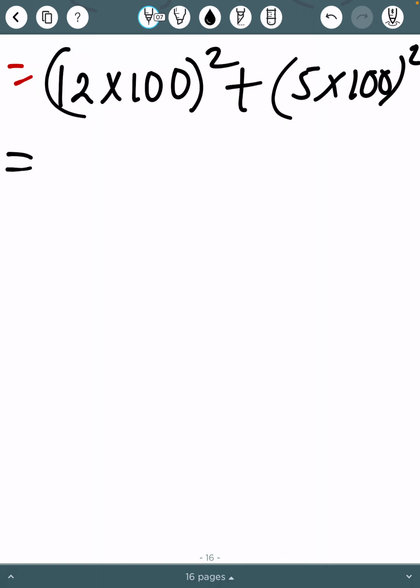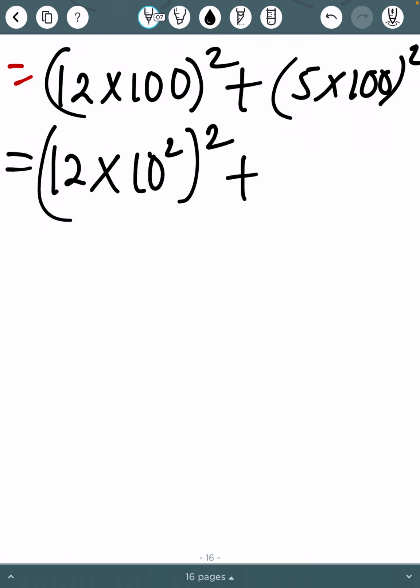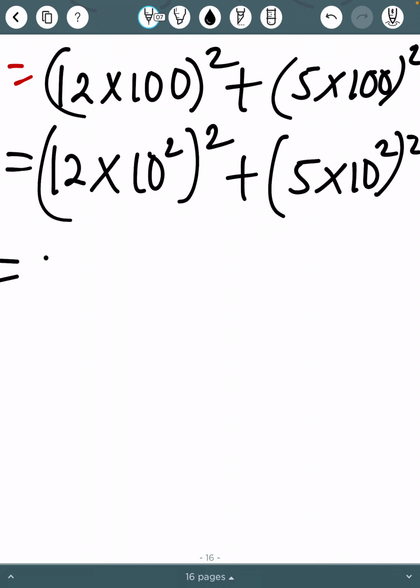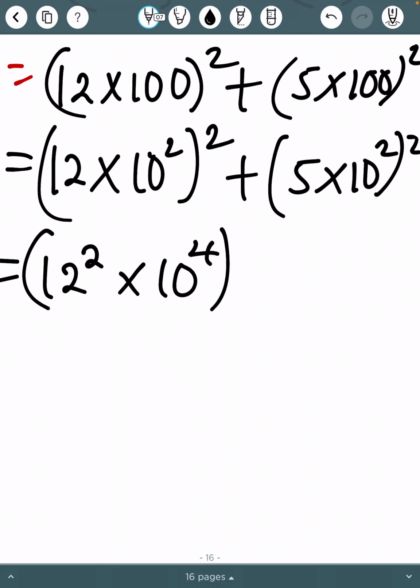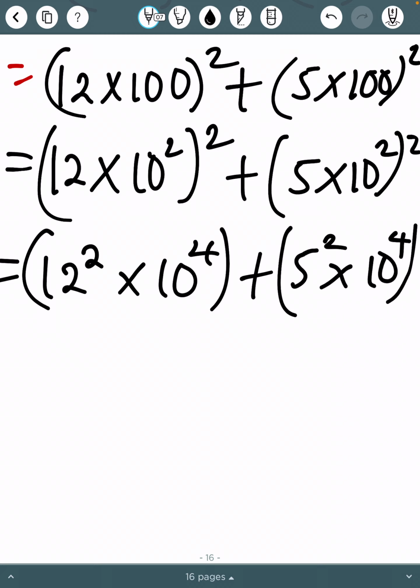That will give me 12 squared, the square for everything inside the bracket. So this is 12 squared times 10 raised to the power 2. Or let me make it simpler. 12 times 100 is 12 times 10 raised to the power 2 all squared, plus 5 times 10 raised to the power 2 all squared. So this gives me 12 squared times 10 raised to the power 2 times 2, which gives me 10 raised to the power 4, plus 5 squared times 10 raised to the power 4.